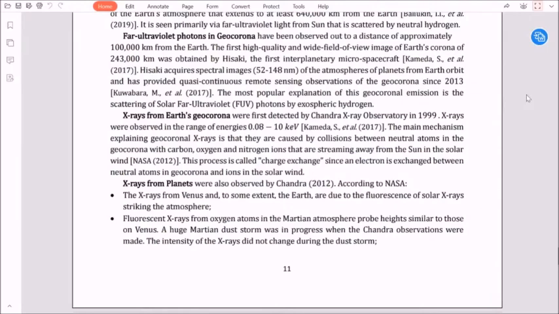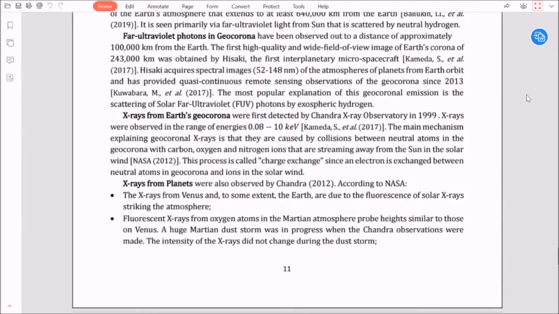X-rays from Earth's geocorona were first detected by the Chandra X-ray Observatory in 1999. X-rays were observed in the range of energies 0.08 to 10 kilo electron volts. The main mechanism explaining geocorona X-rays is that they are caused by collisions between neutral atoms in the geocorona and carbon, oxygen, and nitrogen ions that are streaming away from the sun in the solar wind. The process is called charge exchange, since an electron is exchanged between neutral atoms in the geocorona and ions in the solar wind.